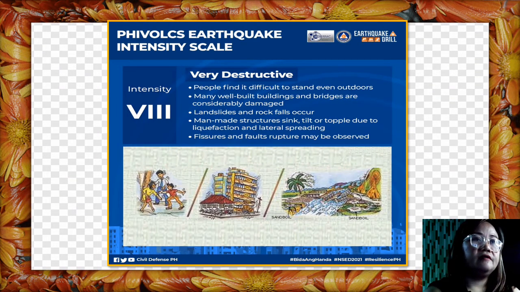Intensity 8, very destructive. People find it difficult to stand even outdoors. Many well-built buildings and bridges are considerably damaged. Landslides and rock falls occur. Man-made structures sink, tilt, or topple due to liquefaction and lateral spreading. Fissures and fault ruptures may be observed.